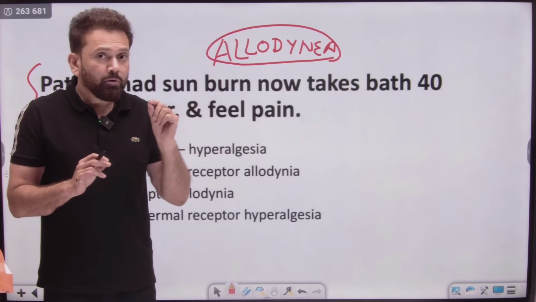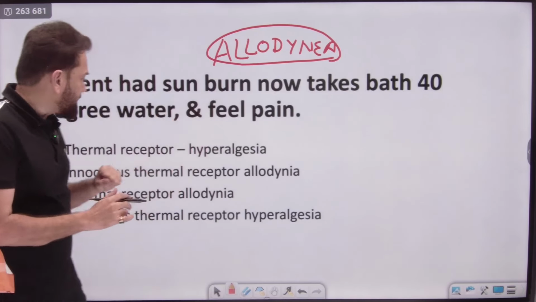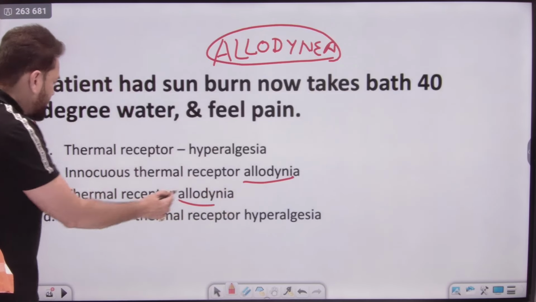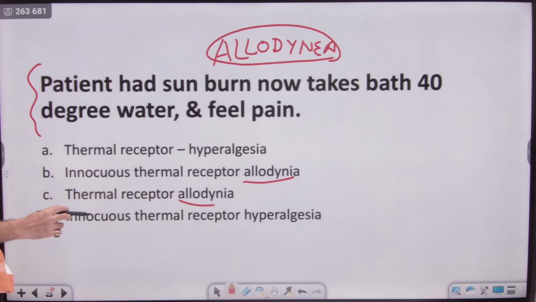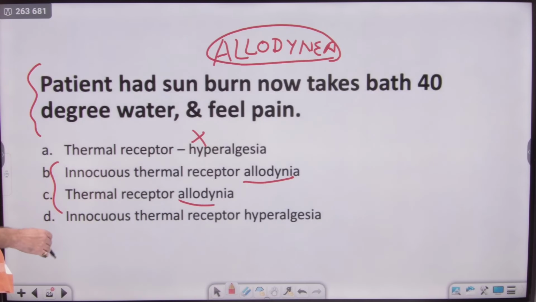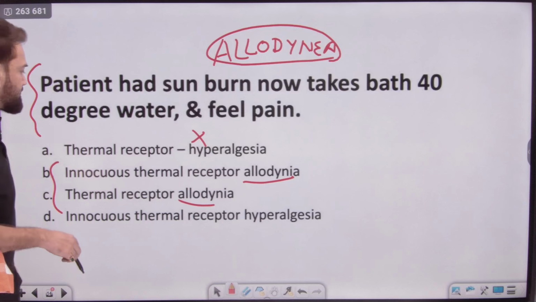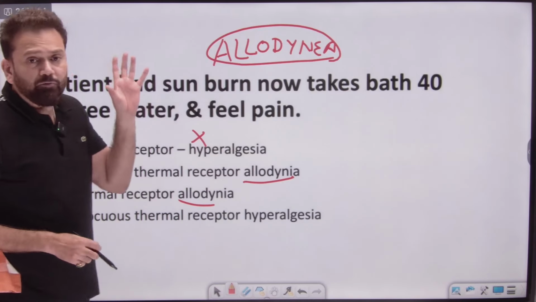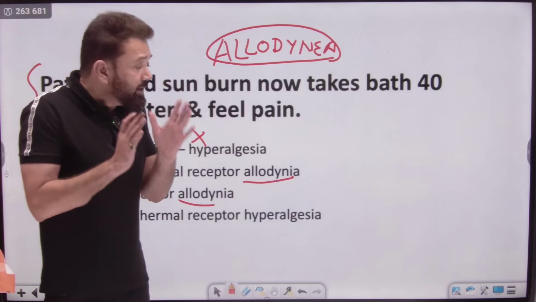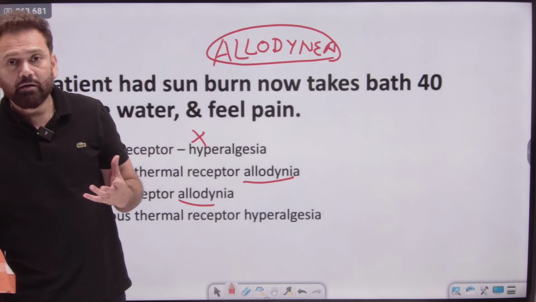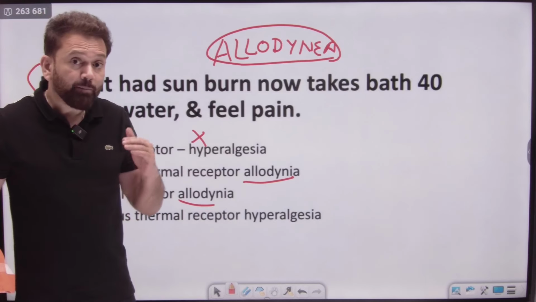Now they have played a trick. What is the trick? There are two allodynias, this allodynia and this allodynia. Thermal receptor hyperalgesia, no, hyperalgesia is not the point. Innocuous thermal receptor allodynia and thermal receptor allodynia. Then again innocuous thermal receptor hyper, no, this is allodynia. Of course it is allodynia. Normally at 40 degrees you are not feeling the pain, normally, but you are feeling the pain.